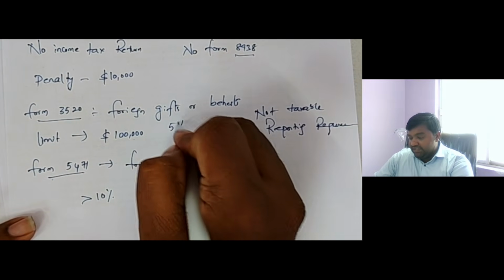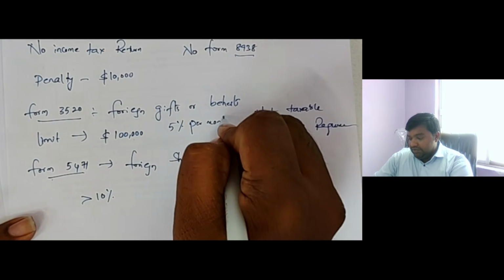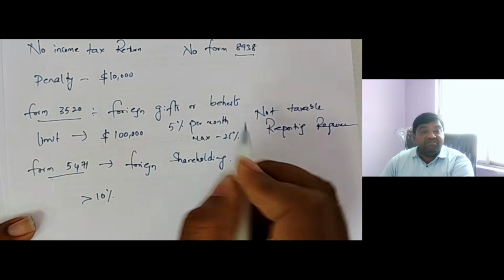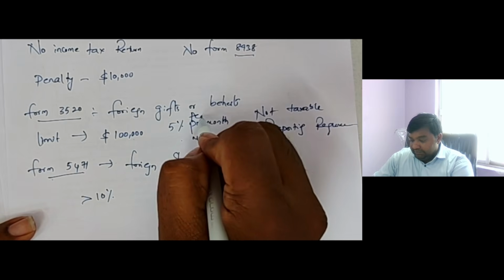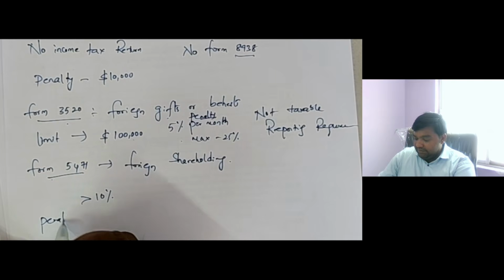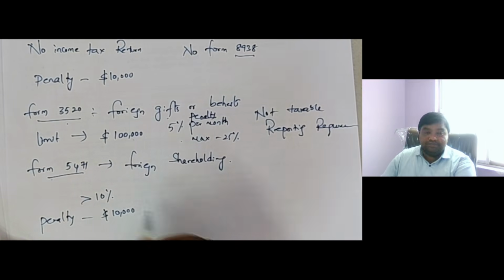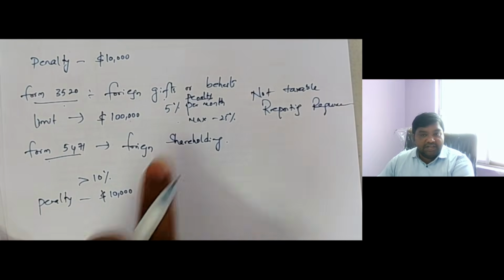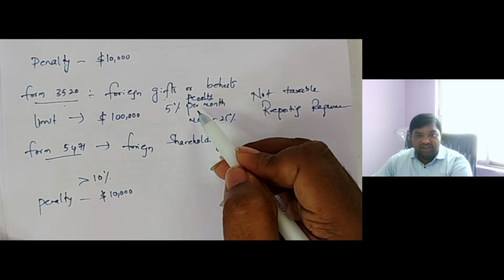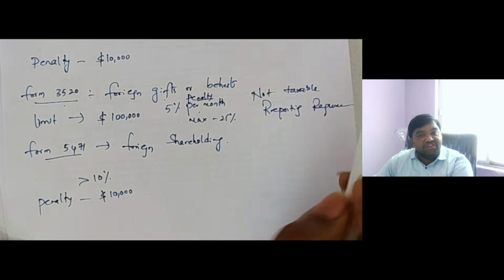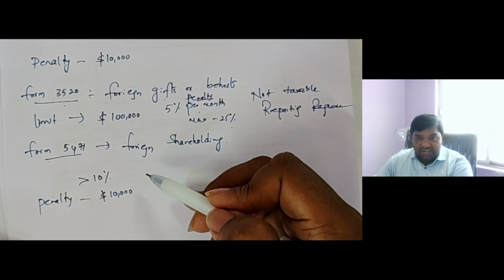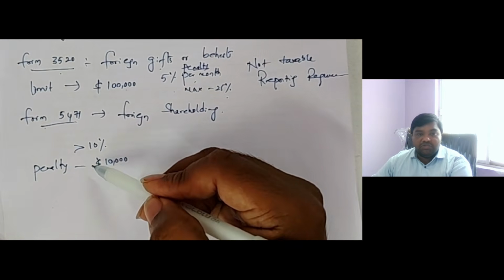Here the penalty for form 3520 is 5% per month, maximum of 25% of the gift value, if you are not filing form 3520. For form 5471, the penalty is $10,000. Remember the penalties, they will come in your exams. 5% per month of the value of the gift. If you have received a 1 million gift, 5% will be the penalty if you are not disclosing it, even though it is not taxable. And the maximum they can levy is 25%. And if you are holding any foreign shares, IRS can levy a penalty of up to $10,000.